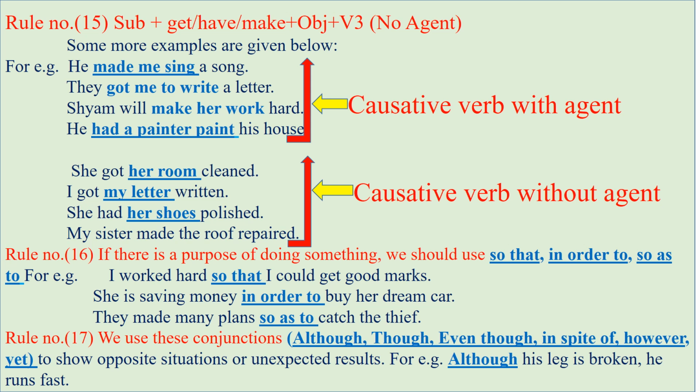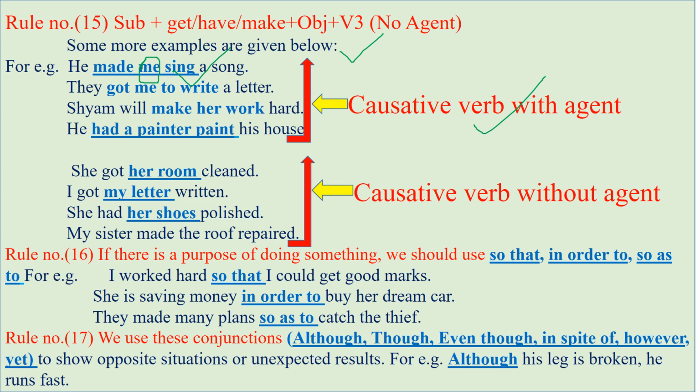Rule number 15. Some more examples are given below. Causative verb with agent. If there is agent or if there is working person, then we should use verb 1. For example, he made me. Me is agent here. Me is working person here. So he made me sing a song. We should use verb 1.